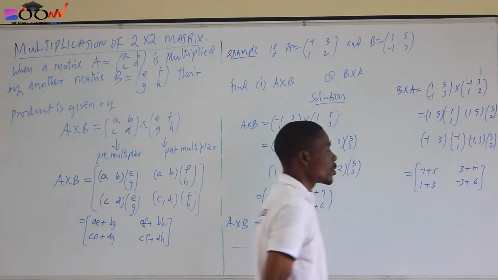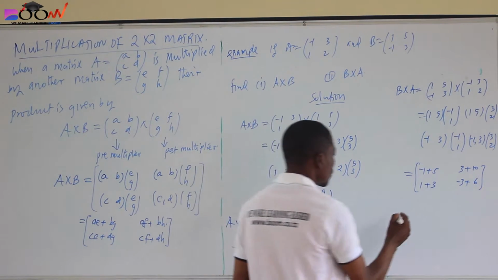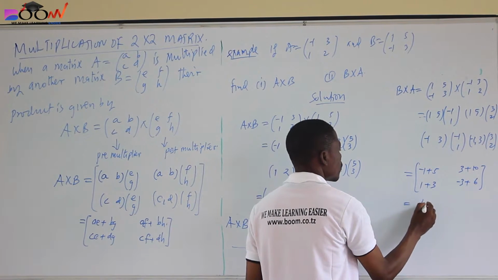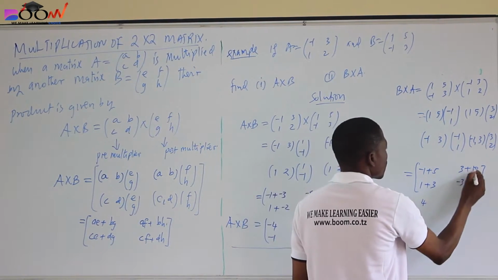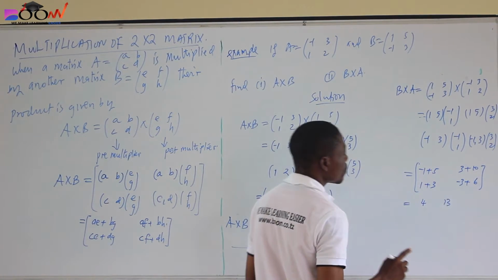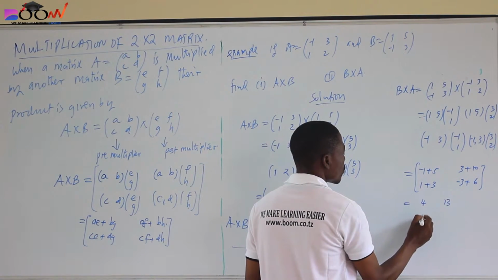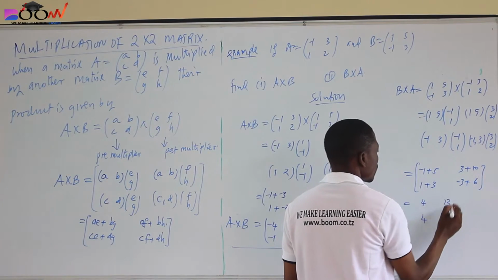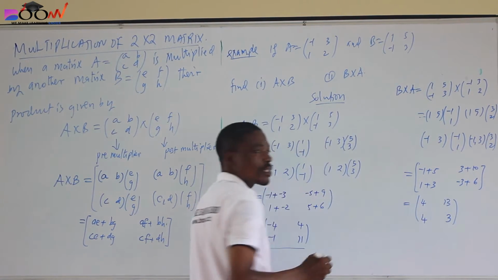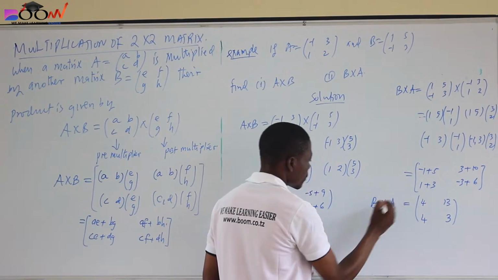On this one, you just take normal additions. So you add them: negative 1 plus 5 will be 4. 3 plus 10 will be 13. Then 1 plus 3 will be equal to 4. And negative 3 plus 6 will be equal to 3. This is the result of B cross A.